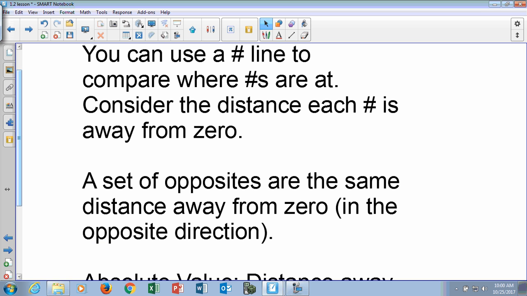And remember, a set of opposites are the same distance away from 0. They just go in the opposite direction, right? Like that last one when they gave us negative 8 and 8 degrees Fahrenheit. Those are opposites, right? So the positive number and its negative are basically opposites of each other, as long as they're the same number. If one's positive and one negative, that's opposite. And they just go in opposite directions, right? Negative numbers go to the left of 0. Positive numbers go to the right of 0.